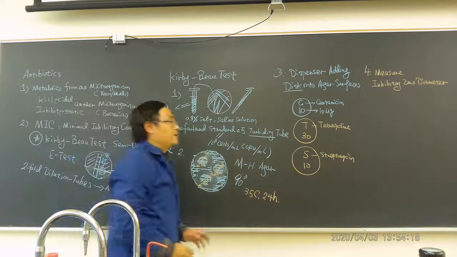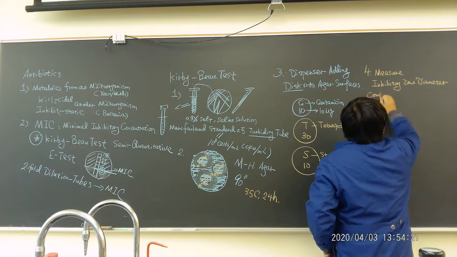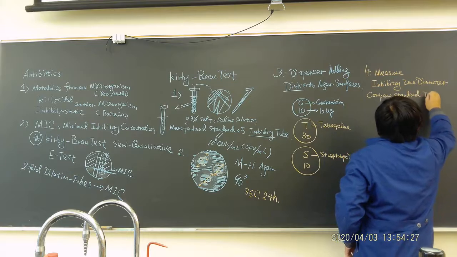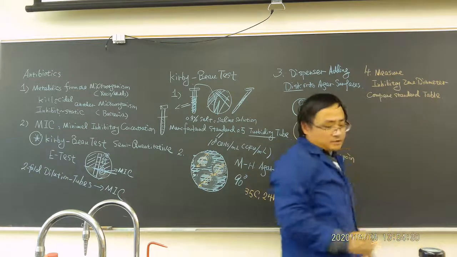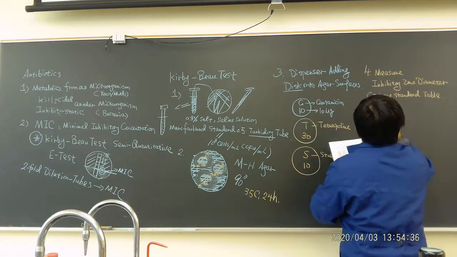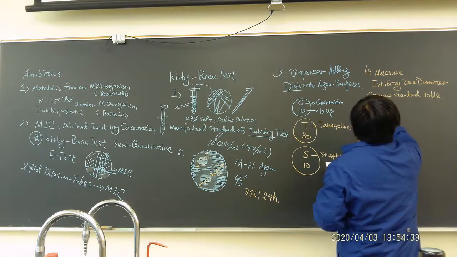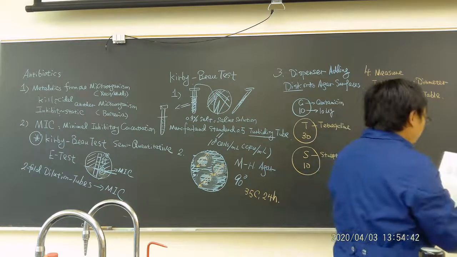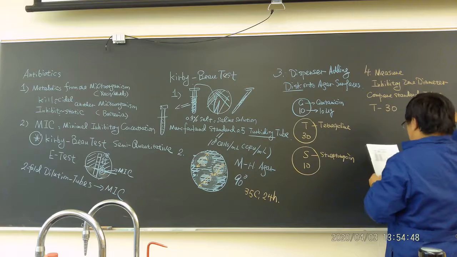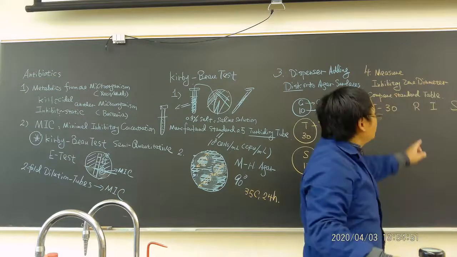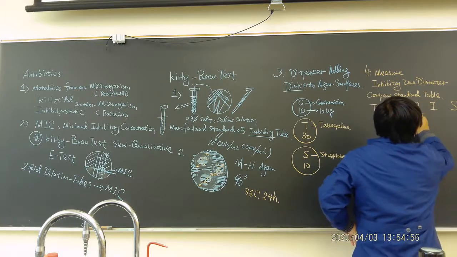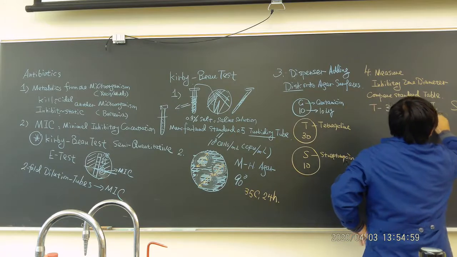Then you have to compare with the standard table. Okay, I'll give you an example. Let's say tetracycline, which is T30 tetracycline. Okay, I compare with that standard table. We have R, I, and S. This R means resistant. I means intermediate.